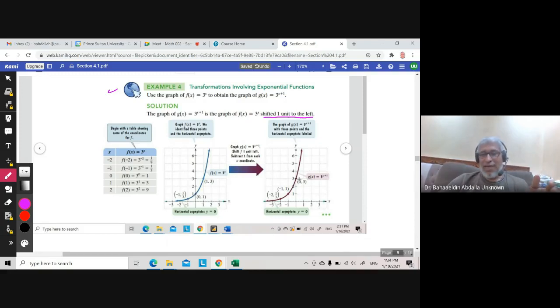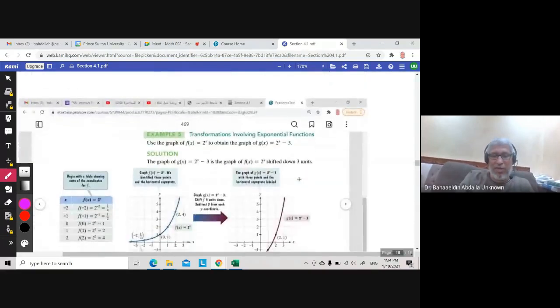So if you replace x here by -1, you get 1. You do not get 1 over 3. So you shift the graph 1 unit to the left, because it is 3 to the power x plus 1.